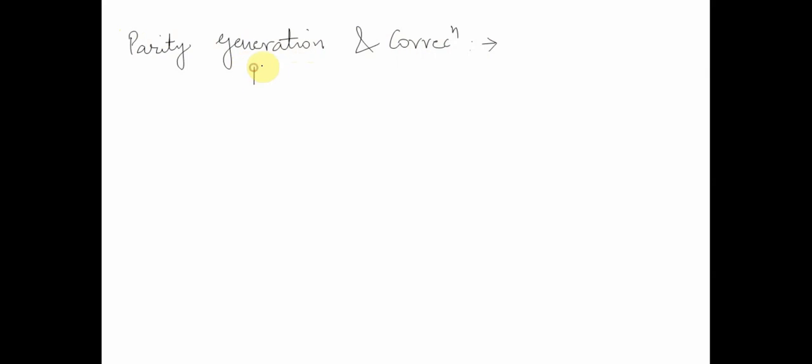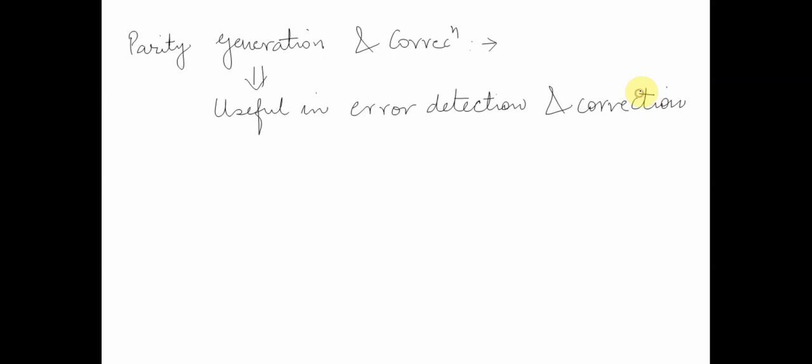Correct? This particular thing is useful in error detection and correction. And how do we say that, right? So what we do is we will be looking at two things. One is parity generator and parity checker.